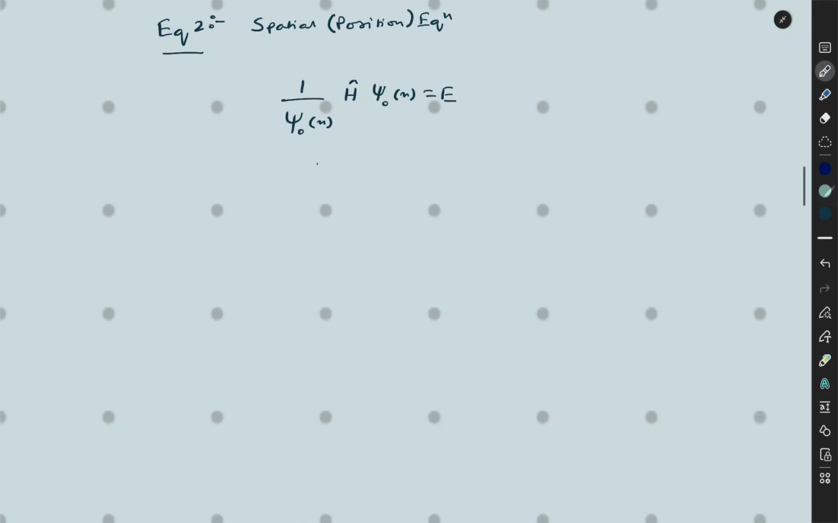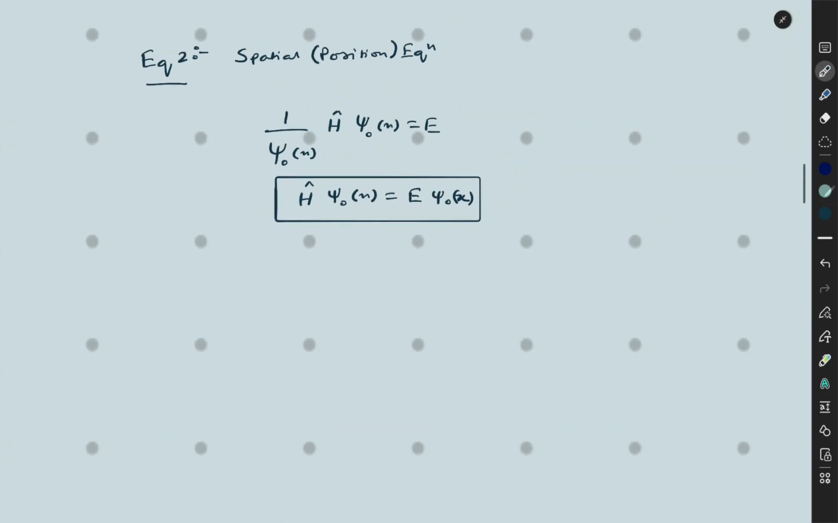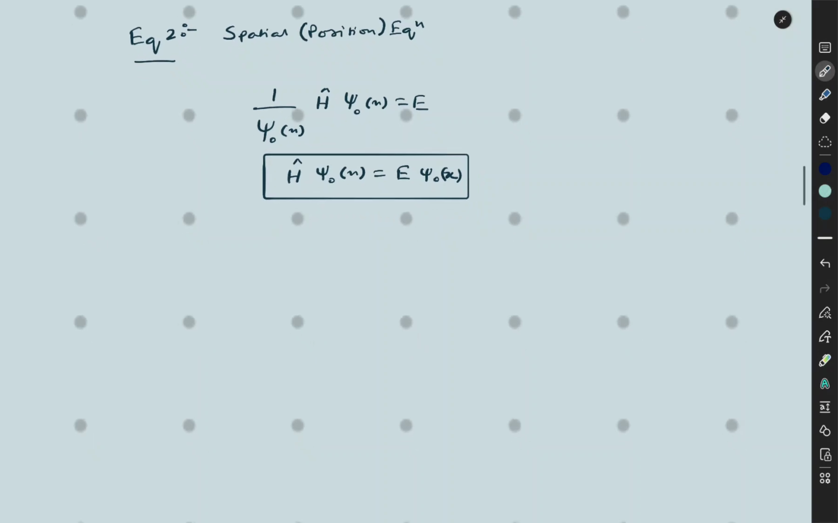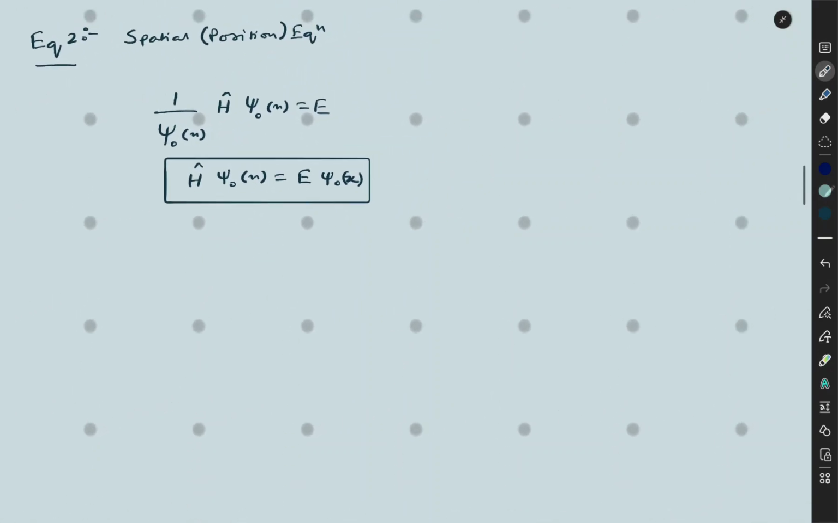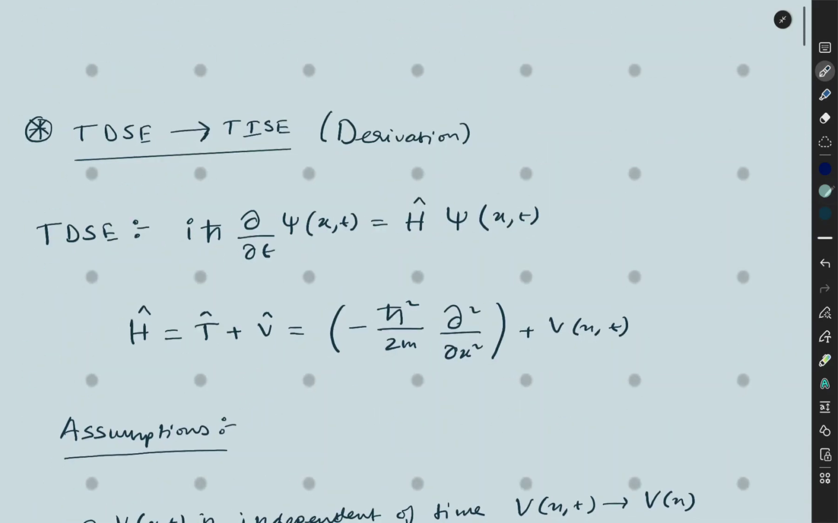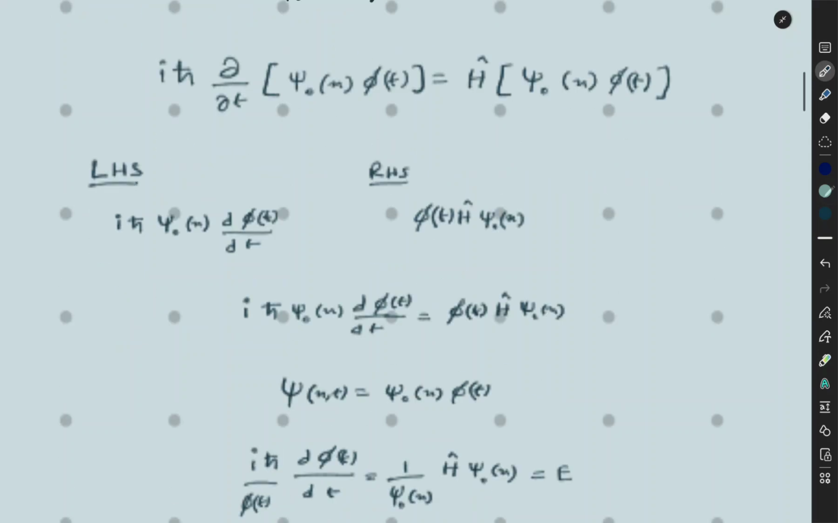So it becomes the Hamiltonian, then psi naught x equal to E into psi naught x. And this is the time independent Schrodinger equation. So it is written in the Hamiltonian form. As we know, the Hamiltonian operator we have seen here in the first part, so we can write it in the expanded form also.